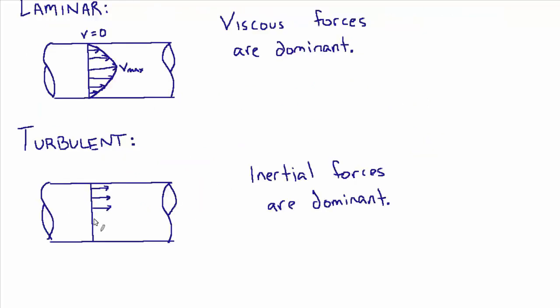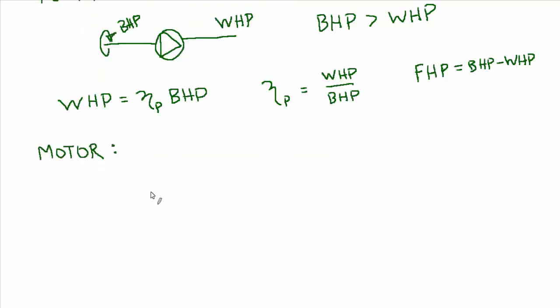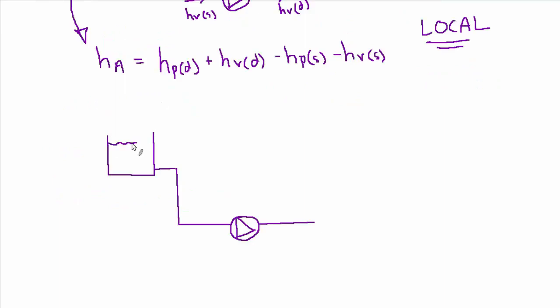For fluids, we'll start off by describing laminar and turbulent flow. Then we'll walk through the calculation for friction loss using the Darcy equation. Next, we'll talk about pumps and how to calculate hydraulic horsepower and efficiency and how to prevent cavitation. Finally, we'll discuss how to analyze pumping systems based on common setups you're likely to encounter.